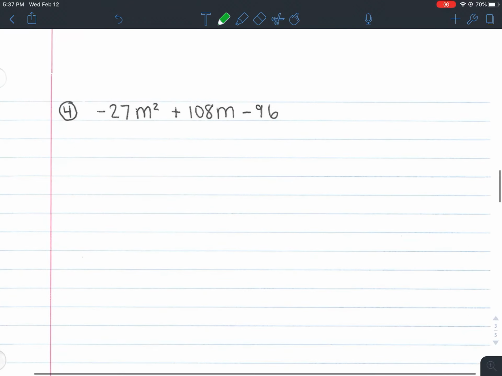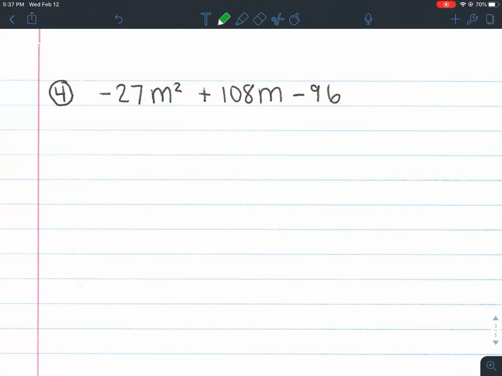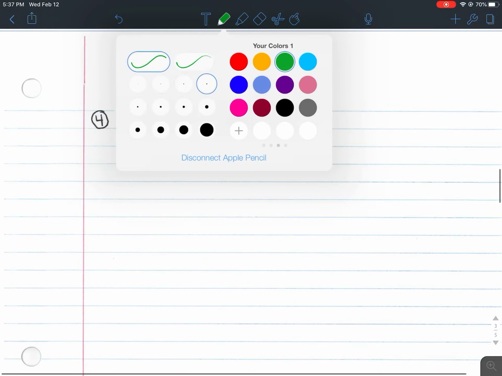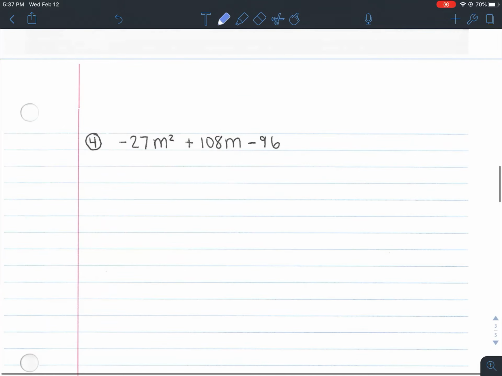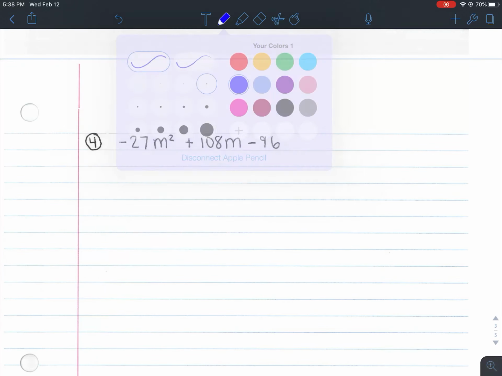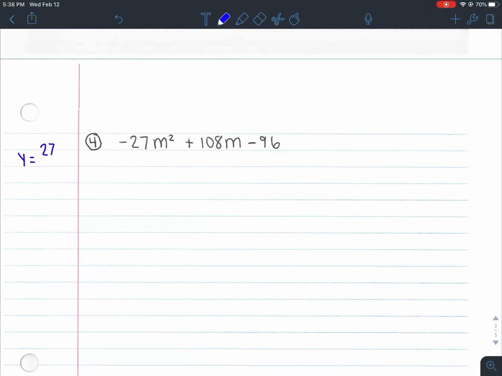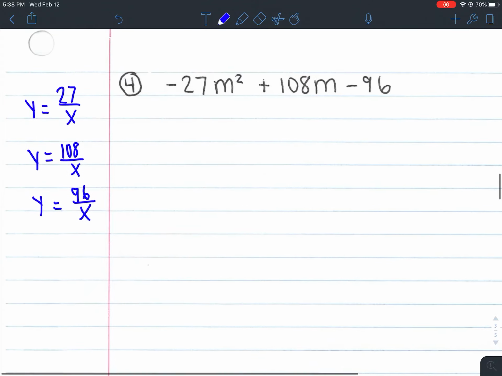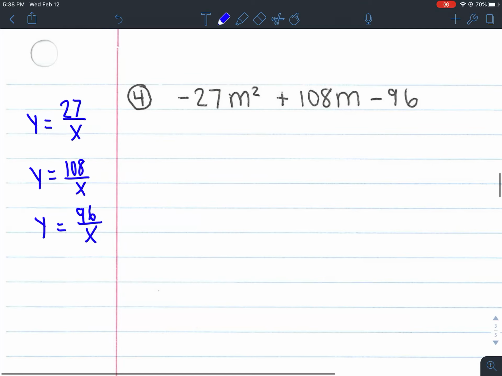All right, moving on to number 4, negative 27m squared plus 108m minus 96. The first thing I check for is, is this in standard form? It is. So then I would go on and ask, is there a GCF? So again, you would have to do y equals 27 divided by x, y equals 108 divided by x, and y equals 96 divided by x. You're looking for the largest number that they have in common. I talked about this trick on the greatest common factor day, so just make sure you refresh on that. Now, the largest number that goes into all 3 terms is 3.